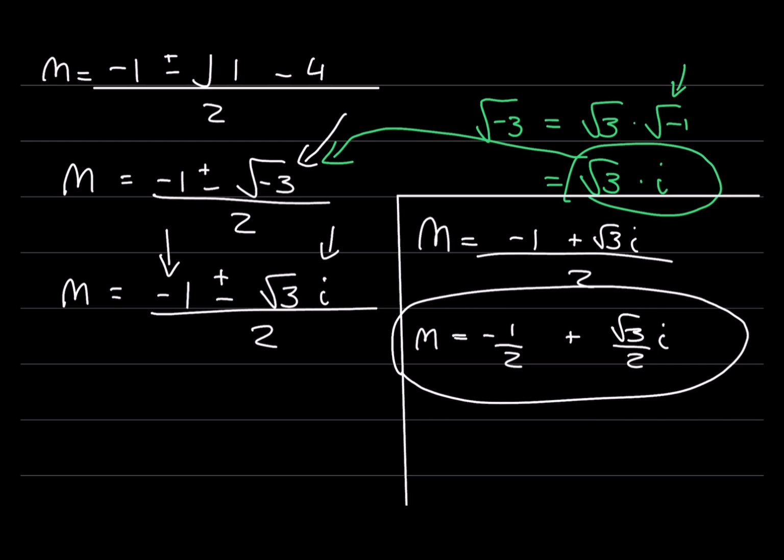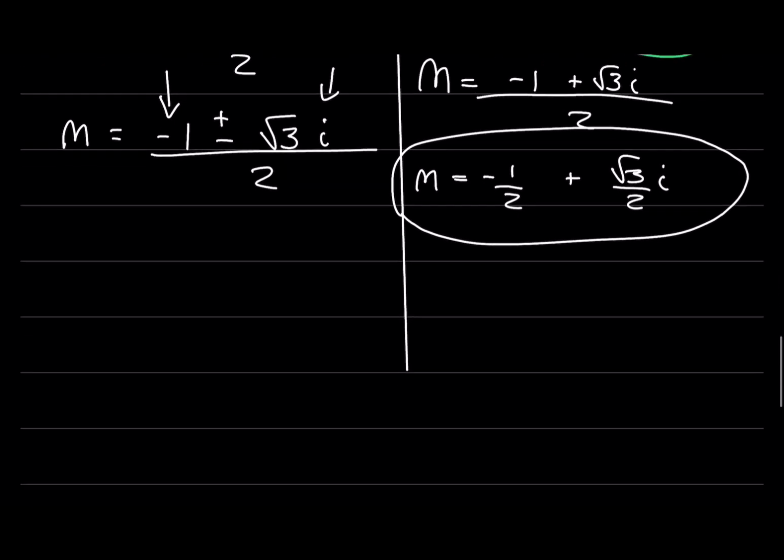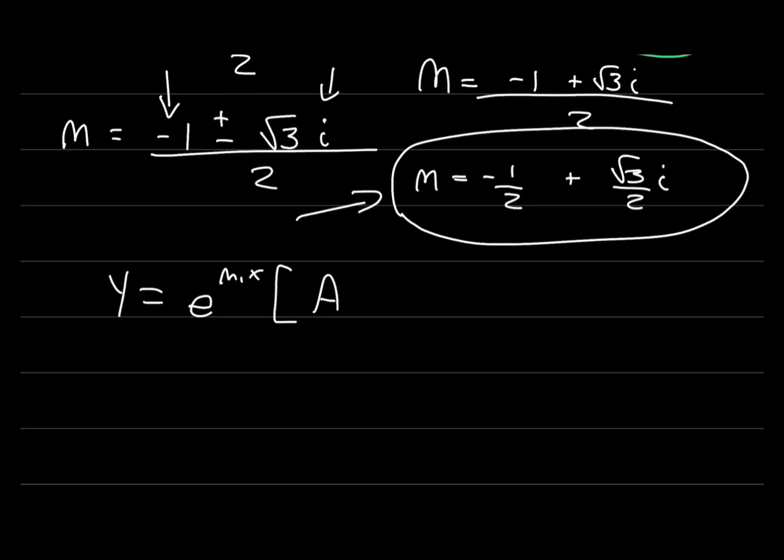As I said, it's really just quadratic equations and factoring. But now you have to know the general form, and the general form is a little bit different. It's a little bit more, but it's not that deep. So if you have roots and they're complex, this is what you're going to do. You're going to say y is equal to e to the m1 x, multiplied by a cos m2 x plus b sine of m2 x.